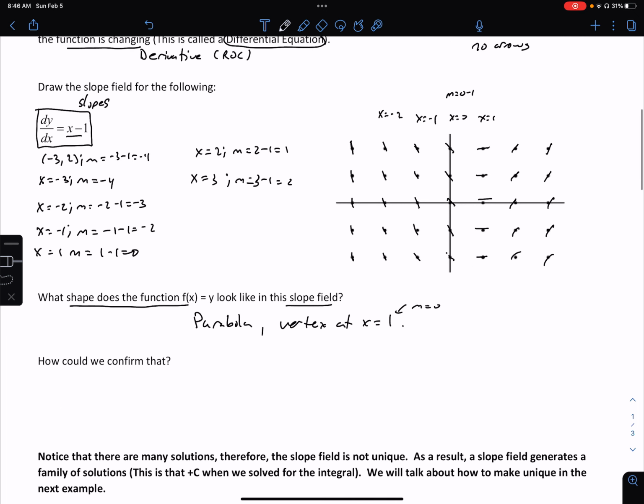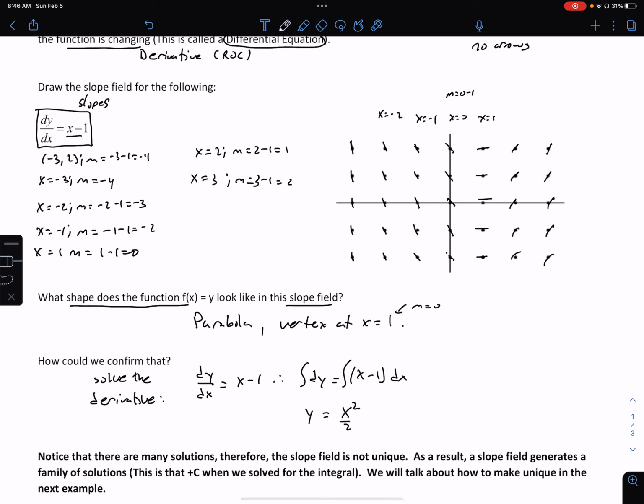So the next question is, well, how can we confirm this? Well, one way we confirm this, and we've already done this before, is if we solve the derivative. So let's go ahead and take a look at a reminder. How do we solve the derivative? If dy dx is x minus 1, we can say that the change in y, dy, is just x minus 1 dx. We've integrated. So if I integrate the dy, we just get y. And if we integrate the x minus 1, we get x squared over 2 minus x plus c1.